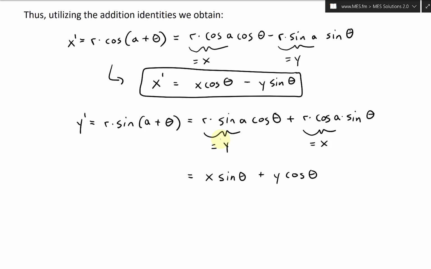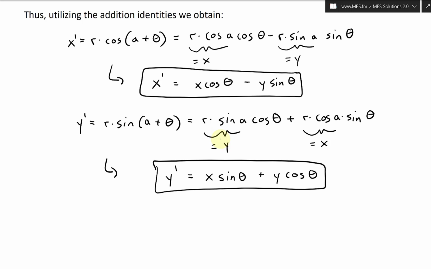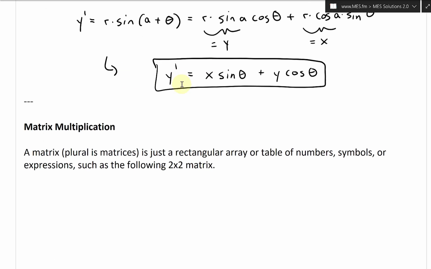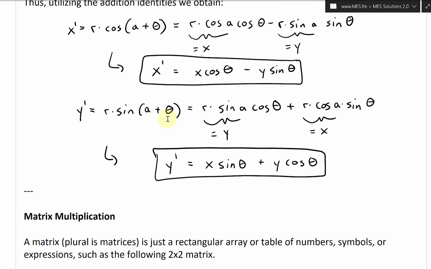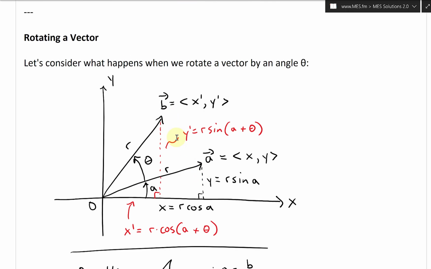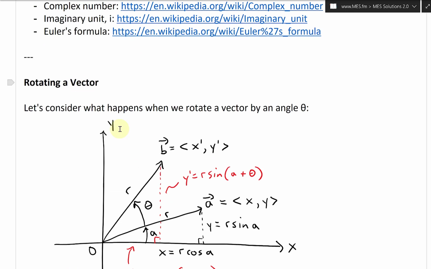There's no r, so we just replace the r. If we know x and y, we don't need to know r or the angle a. So then, bring this down, and we got a nice, neat little equation here, y prime. All right, so now we have this, and remember, these are just the components of the same vector that's rotated by an angle theta. So that's rotating a vector.